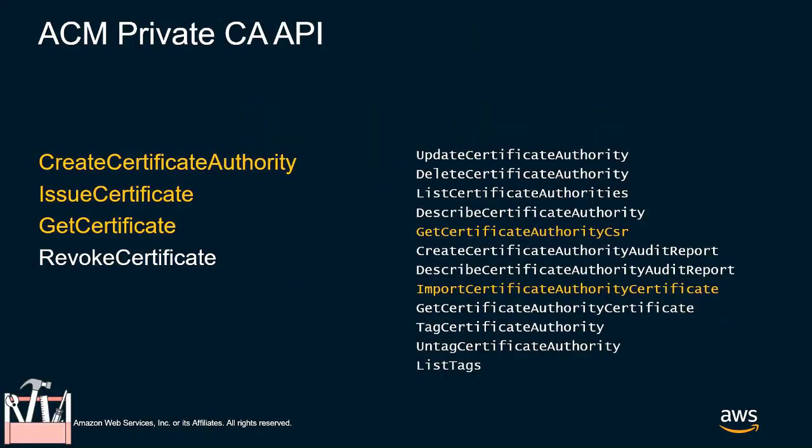Here's a few examples of ACM Private CA APIs. The most common ones are on the left. Examples include create certificate authority, issue certificate, get certificate, and revoke certificate. But the interface is full-featured, allowing you to manage certificates completely through the APIs.